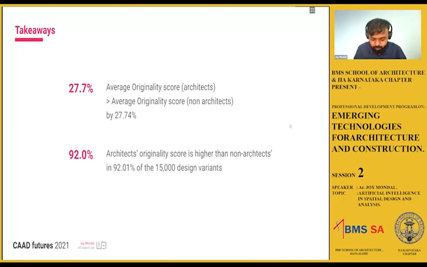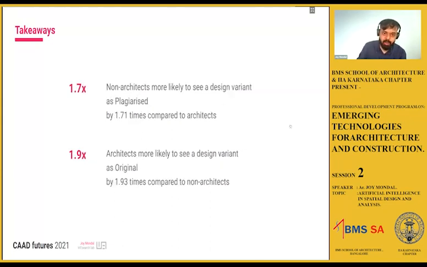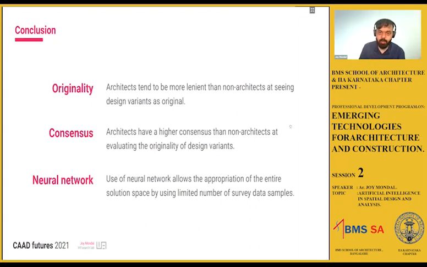Anyway, just to give you a couple of statistics, the average originality score by architects is 27.74% higher than the average originality score by non-architects. Quite a staggering percentage. And not only that, in as many as 92% of the cases of the 15,000 design variants, the originality score of architects was higher than the originality score of non-architects. So it's pretty obvious and straightforward that architects tend to be more lenient than non-architects at seeing design variants as original. Completely counterintuitive, but it is what it is. The data cannot lie. And of course, the use of neural network allows the appropriation of the entire solution space by using a very limited number of survey data samples, like I discussed.